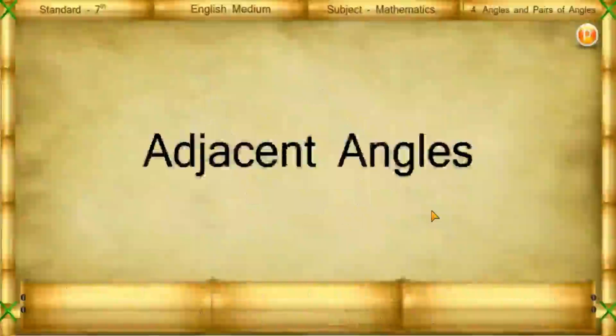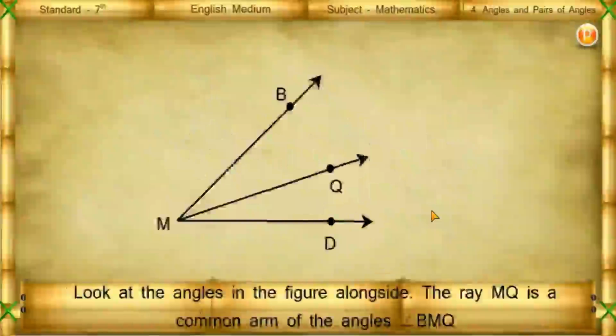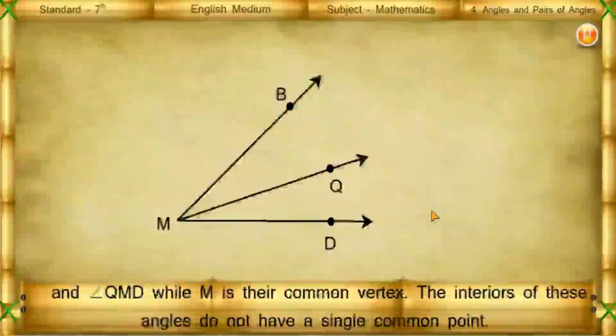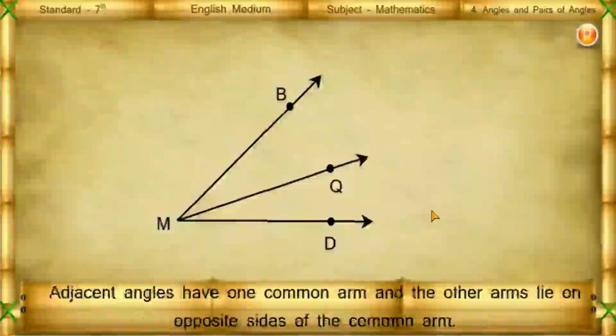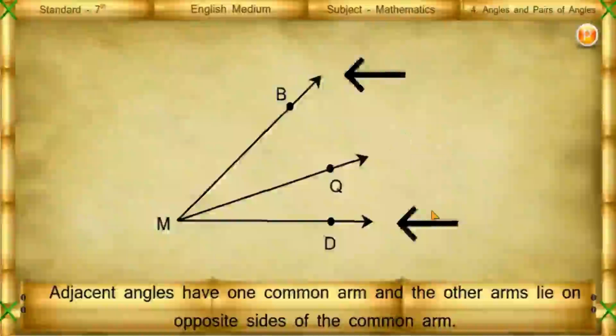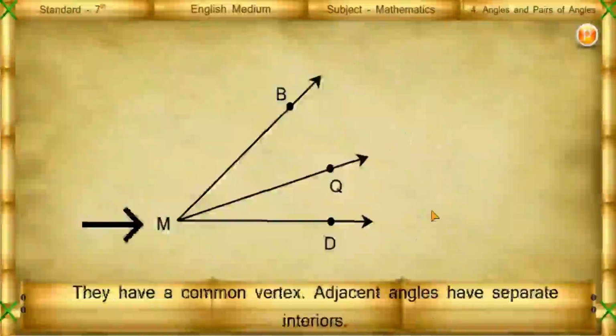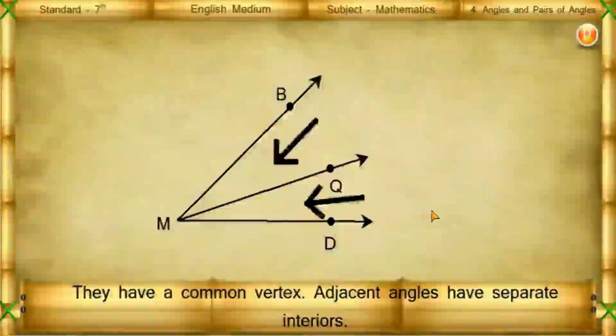Adjacent angles. Look at the angles in the figure alongside. The ray MQ is a common arm of the angles angle BMQ and angle QMT, while M is the common vertex. The interiors of these angles do not have a single common point. They may be said to be neighboring angles. Such angles are called adjacent angles. Adjacent angles have one common arm and the other arms lie on the opposite side of the common arm. They have a common vertex. Adjacent angles have separate interiors.